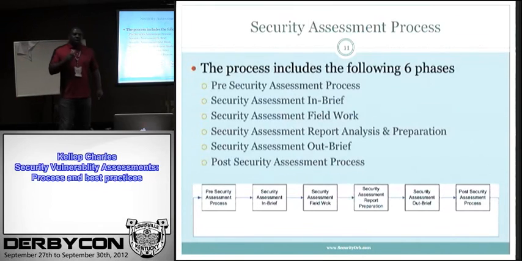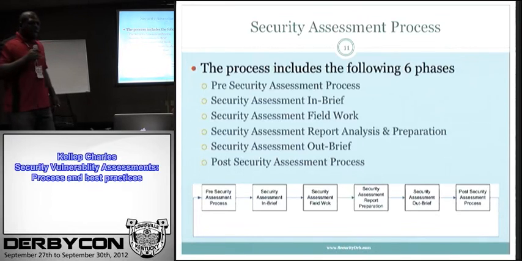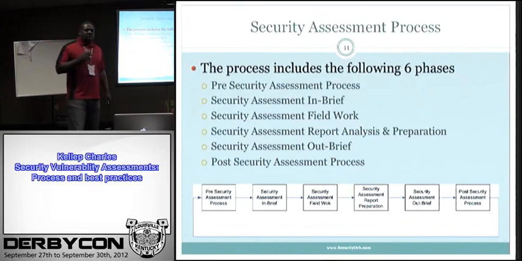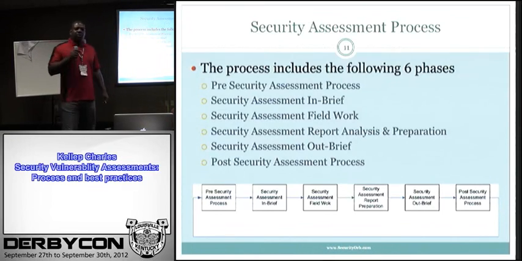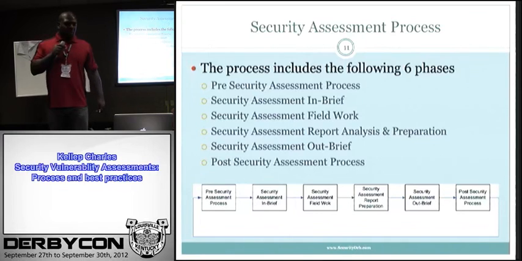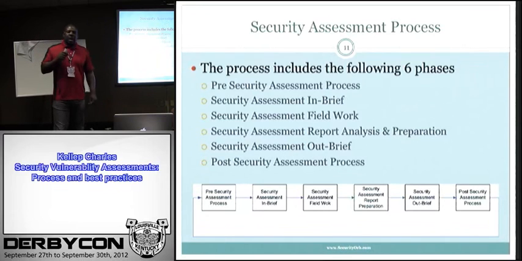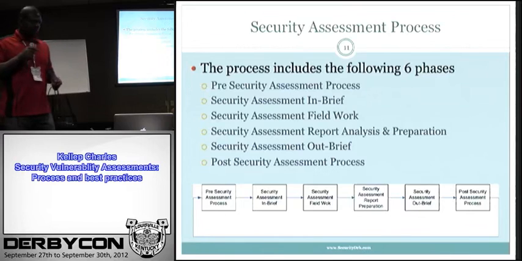So this is where I go into the security assessment process that I've been using for years now. It basically follows about 6 phases. The first one is the pre-assessment process, and from there you go into the in-brief. Then you have the field work process, the report, the out-brief, and the post-security assessment portion.